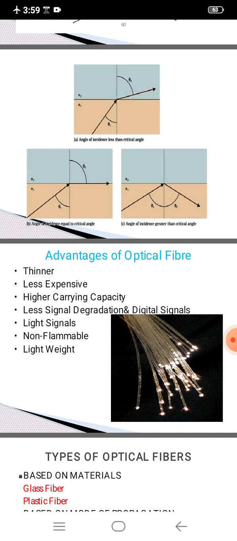Next, let us go for advantages of optical fiber. The optical fibers are very thin, less expensive, high carrying capacity, less signal degradation, and digital signals. Here we are using the light signals, non-flammable and lightweight.